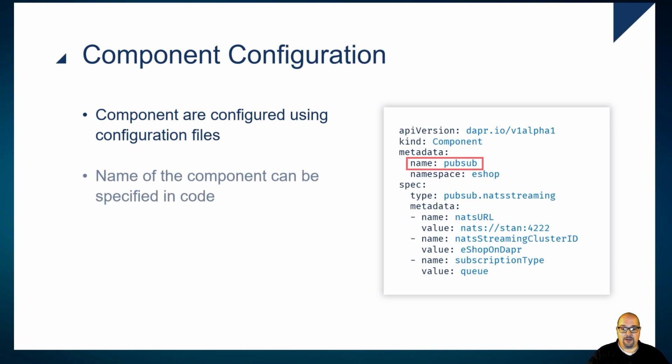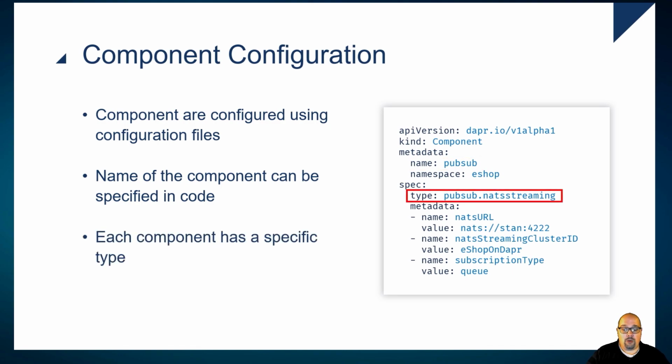This component file always has a certain name for your component. And this name is very important because using this name, you can specify which component you want to use. Also, all components have a specific type. So in this case, you see pubsub.net streaming. So this is a pubsub component. It is a configuration for the pubsub building block, and it uses net streaming as the message broker.